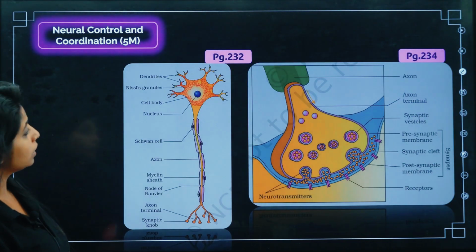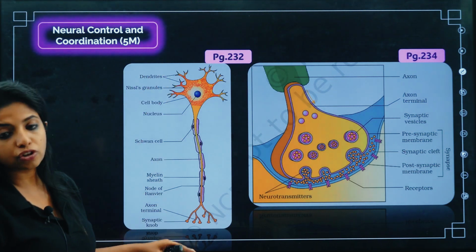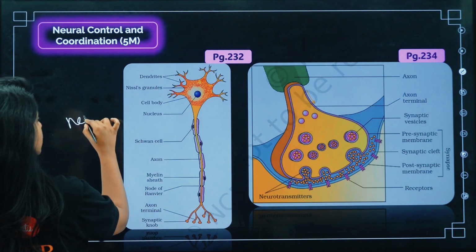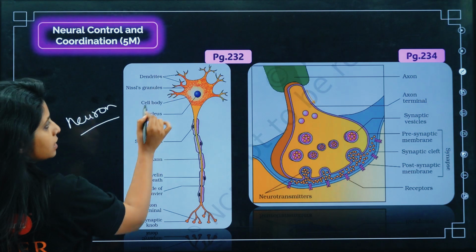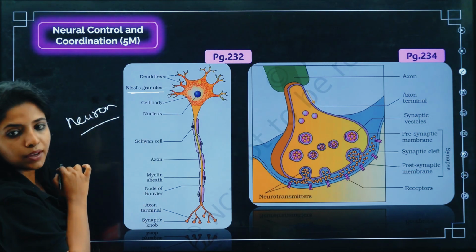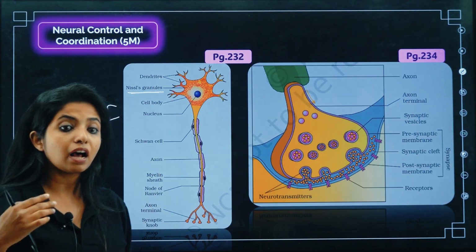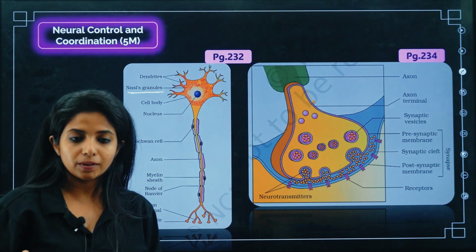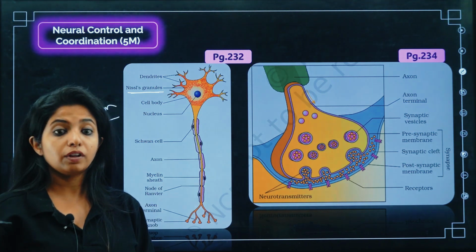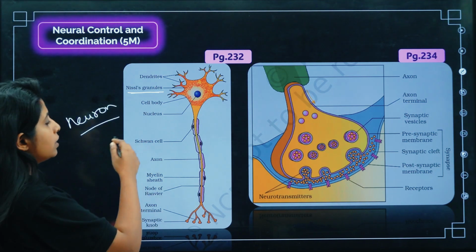Going ahead. Neural control and coordination. This is the structure of a neuron. So again, dendrites, the Nissl's granules. In them, they have a modified RER, that is rough endoplasmic reticulum, in the case of neurons, because they have to make certain very important proteins. So that modified RER is Nissl's granule.